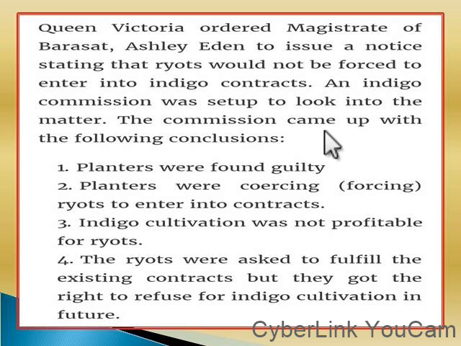The commission came up with the following conclusions. Planters were found guilty. Planters were forcing Ryots to enter into contracts. Indigo cultivation was not profitable for Ryots. The Ryots were asked to fulfill the existing contracts, but they got the right to refuse indigo cultivation in future.